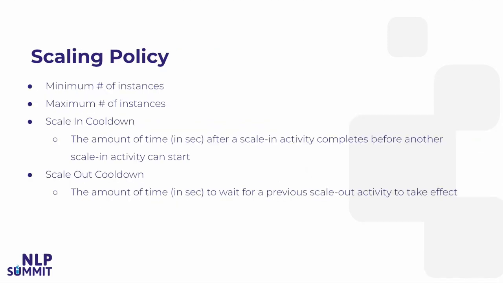Other important parameters to define are the minimum and maximum number of instances, the scale-in cooldown period, which is the time after a scale-in activity completes before another scale-in activity can start, and the scale-out cooldown period, which is the time to wait for a previous scale-out activity to take effect. The purpose of the cooldown period is to protect against over- and underscaling. It lets your autoscaling group stabilize and prevents it from launching or terminating additional instances before the next scaling activity begins.